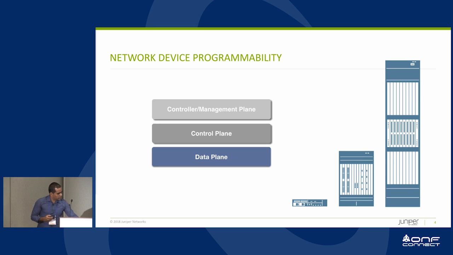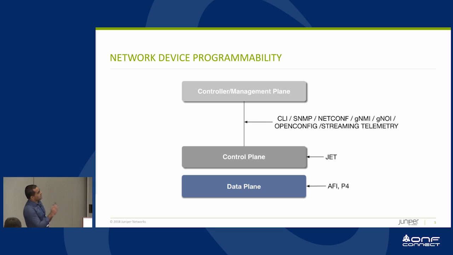So I'll go through these slides quickly, because I think everybody here knows about it. Every networking device, big or small, has logically 3 layers: control plane, data plane, and management plane. And here I'm mentioning only the technologies from Juniper which are relevant for this talk. Between control plane and management plane, we have CLI, SNMP, Netconf, gNMI, gNOI, OpenConfig, streaming telemetry. And in Juniper, to program the control plane, we have JET. JET stands for Juniper Extension Toolkit, and I'll talk a little bit about it.